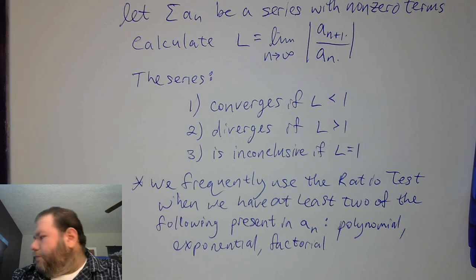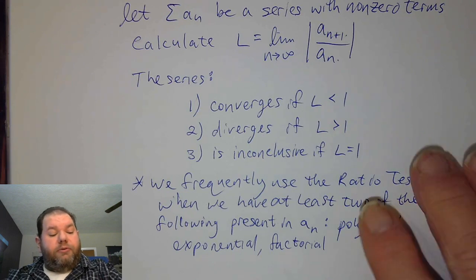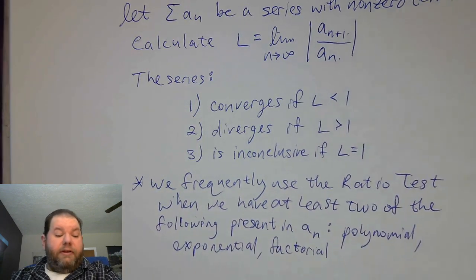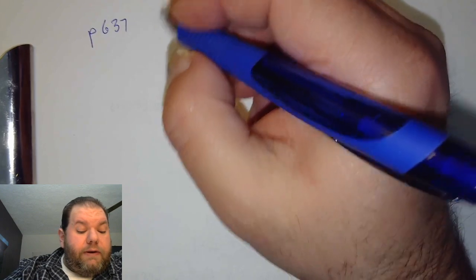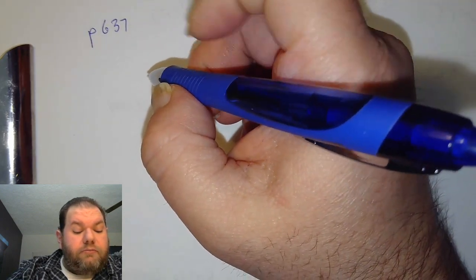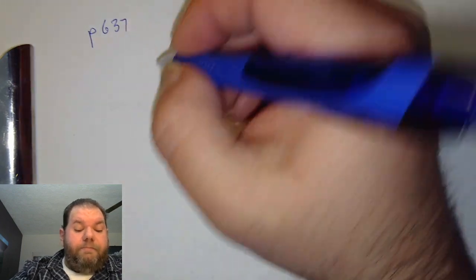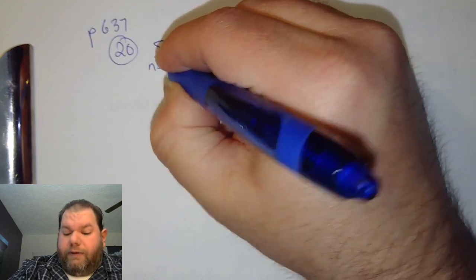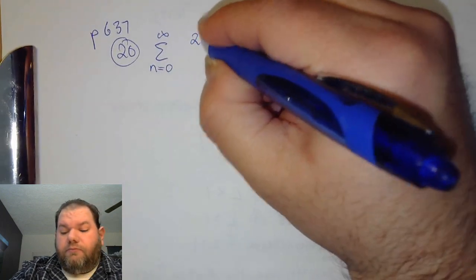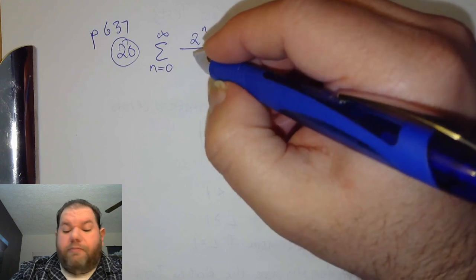All right. So that's when we use the ratio test, but now we have a list of problems in the textbook where they specifically ask us to utilize the ratio test and see what we can do with it. So this is on page 637. Let's look at number 20, where the sum n equals 0 to infinity of 2 to the n over n plus 2 factorial.